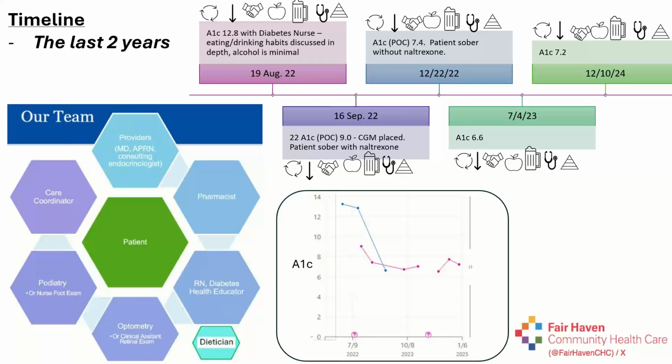We checked back in with him in August of 22 when he was decreasing his alcohol, and then by September he was completely sober, and his A1C was 9.0, and at that point the CGM was placed. 3 months later, after the CGM is placed, his A1C goes from 9 to 7.4. And yes, medications were used for insulin in order to titrate the dose in the appropriate way so that we would avoid hypoglycemia, but also get his A1C to where it needed to be.